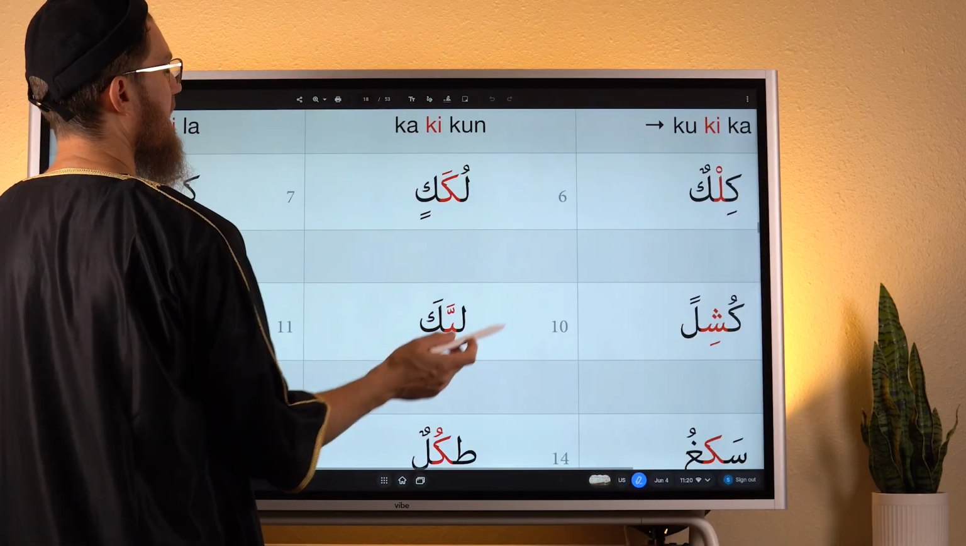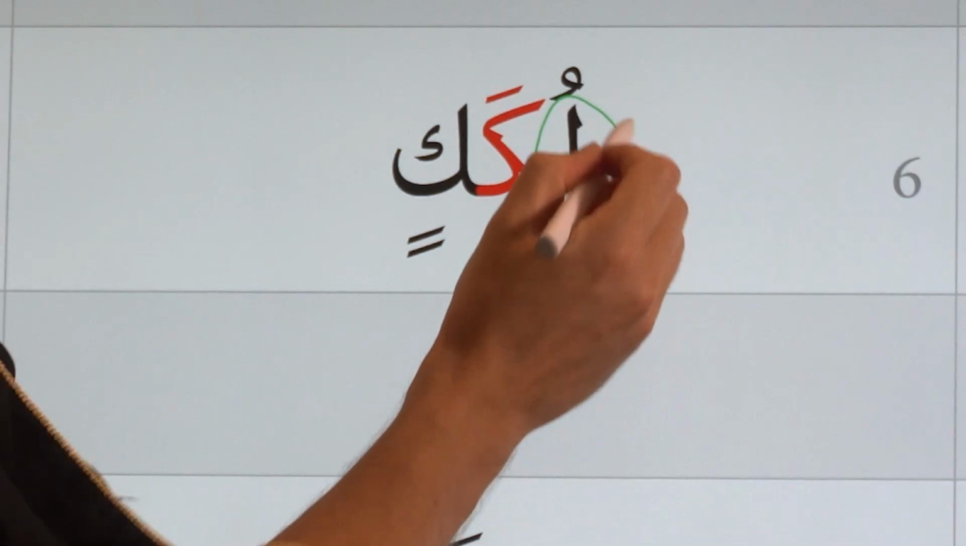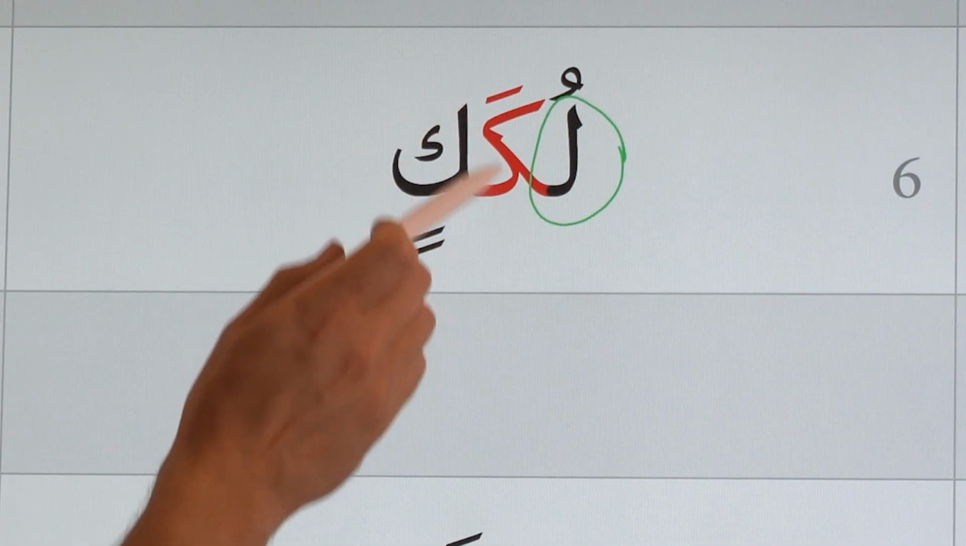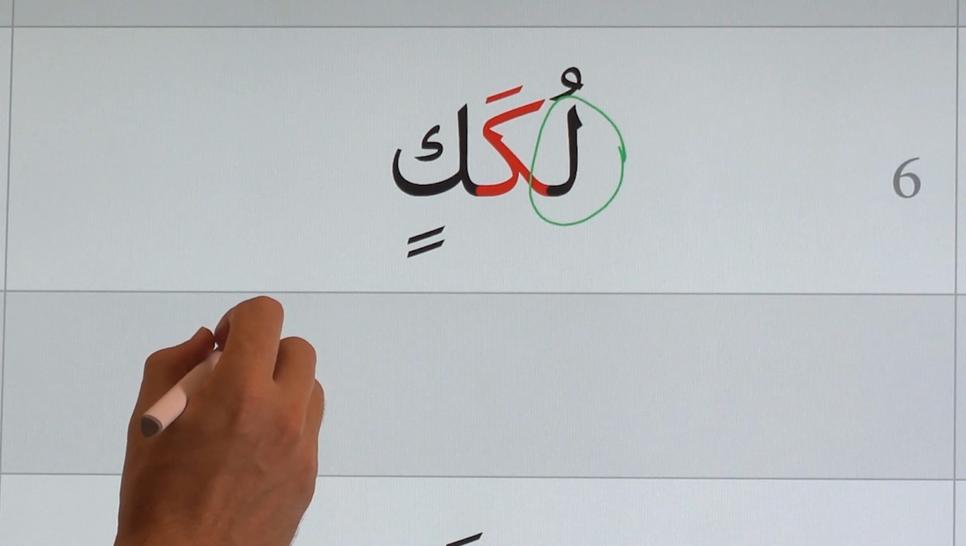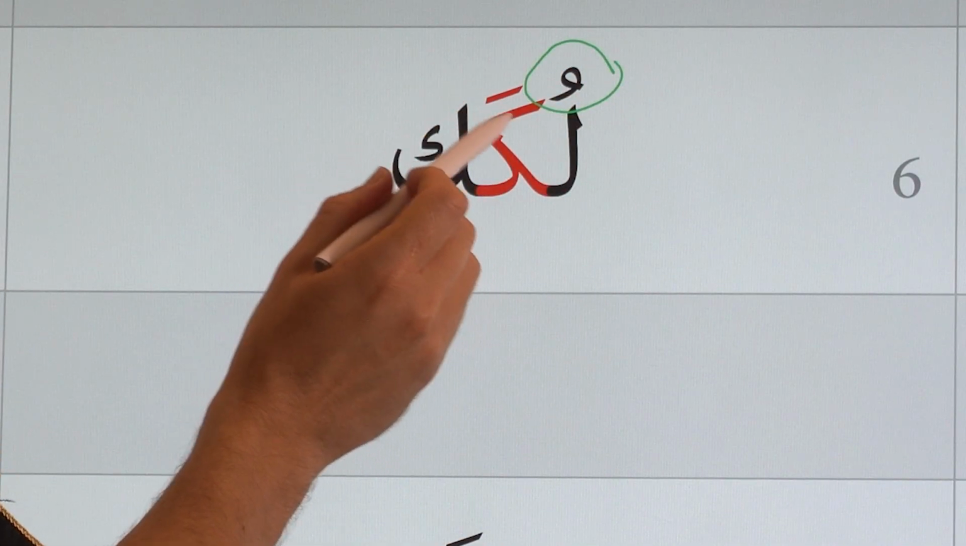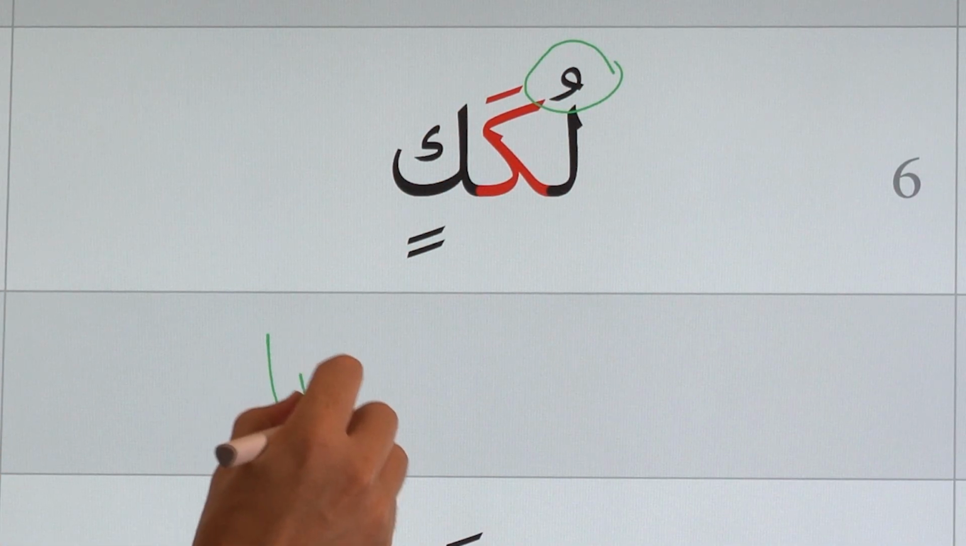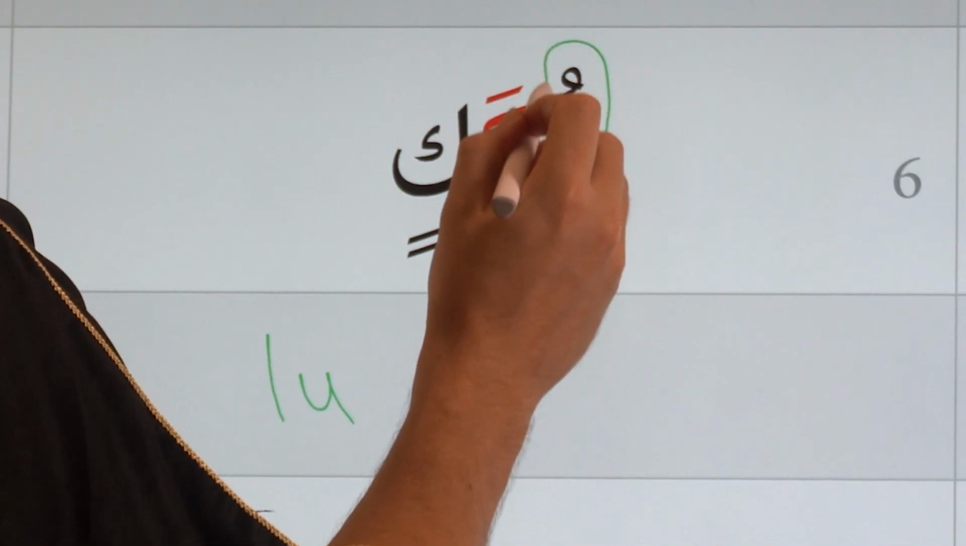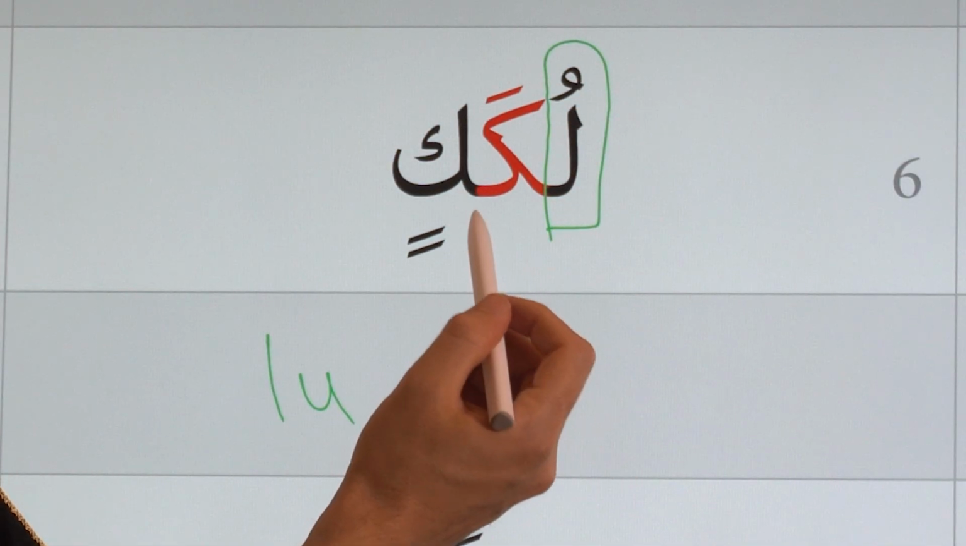Let's try number 6 together. First, we identify the letter. We learned today that this straight vertical line is the letter lam. So we write an L for the lam. The harakah we find above the lam is a dhamma. So we write a U for the dhamma. So this letter and harakah together would be pronounced lu, lu.